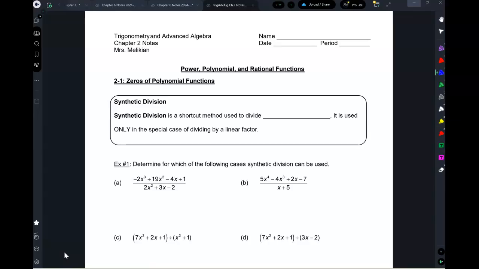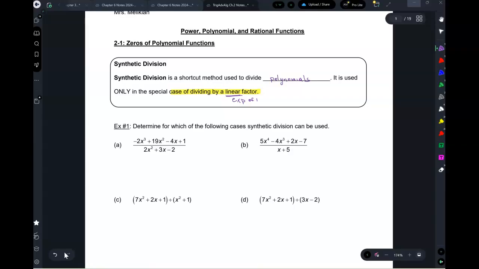Synthetic division is a shortcut method that we use to divide polynomials. It's used only in the special case of dividing by a linear factor, right? So only when you're dividing by a linear factor, meaning there is an exponent of 1. Let's see which of these cases would allow us to use synthetic division.